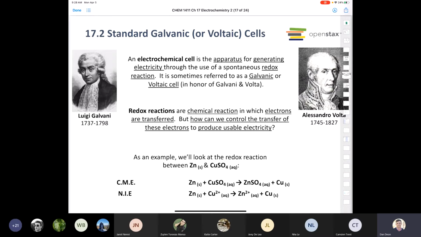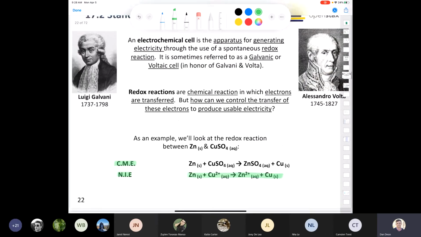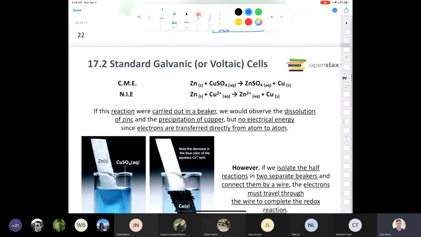So let's take a look at the redox reaction between zinc and copper 2+, which we could produce from copper 2 sulfate. Here we have a complete molecular equation, and then here we have the net ionic equation. So we're just going to focus on the net ionic equation, and very quickly we can see that zinc is undergoing oxidation and the copper 2+ is undergoing reduction. So let's take a look at that.